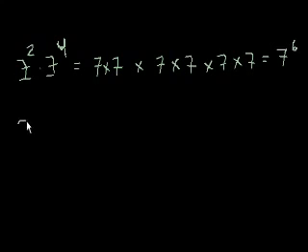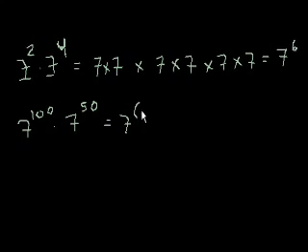So 7 to the 100th power times 7 to the 50th power. And notice, this is an example now. It'd be very hard without a computer to figure out what 7 to the 100th power is. And likewise, very hard without a computer to figure out what 7 to the 50th power is. But we could say that this is equal to 7 to the 100 plus 50, which is equal to 7 to the 150.